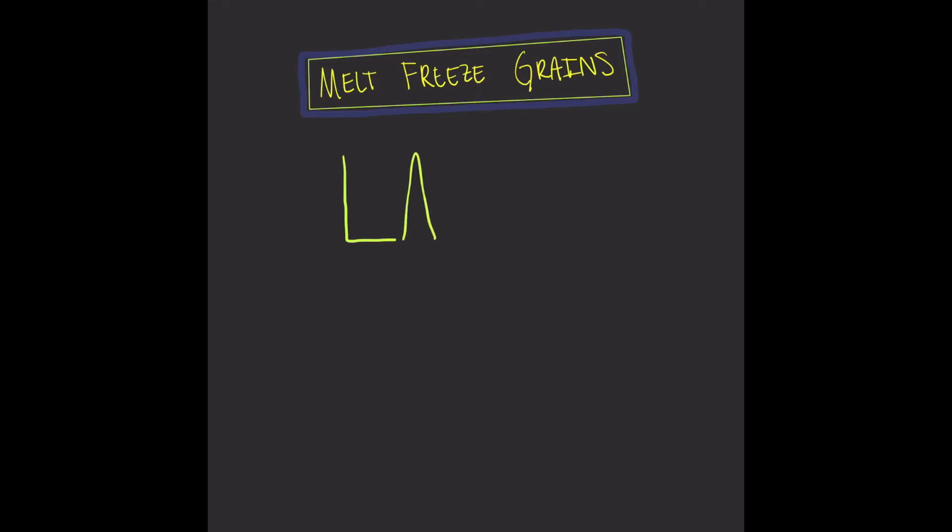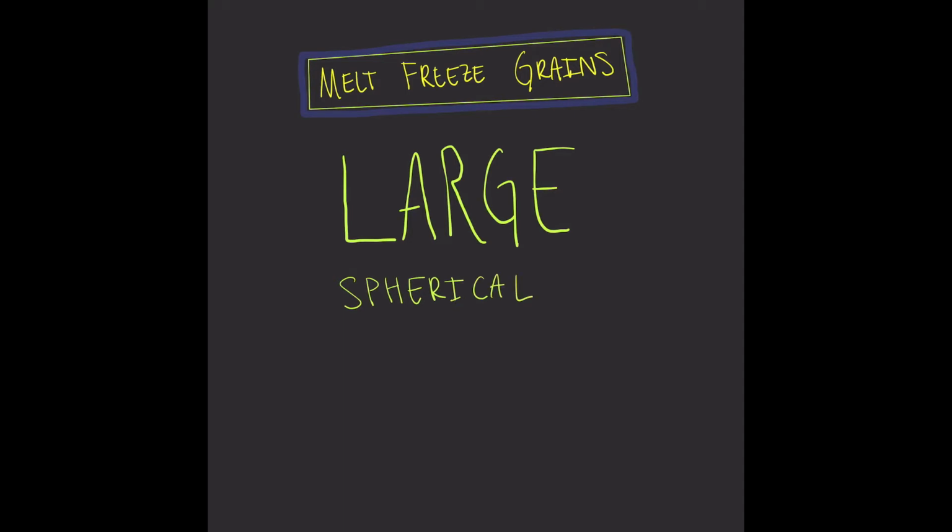So first, melt-freeze grains are relatively large, and as they develop, they will get noticeably larger. Second, melt-freeze grains are very spherical in nature. If you pick one up, it almost looks like a little marble. And third, melt-freeze grains have this icy appearance.